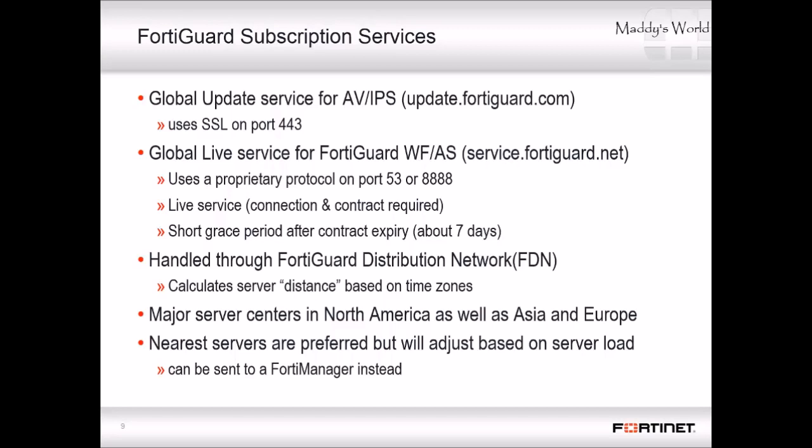For the live connection or database update, the FortiGate makes a connection to the FortiGuard distribution network. Preference will be given to the nearest server, but the FortiGate unit can obtain its updates from any server available within the network worldwide if the local servers are busy. If it's set up, these updates can come through a FortiManager instead.